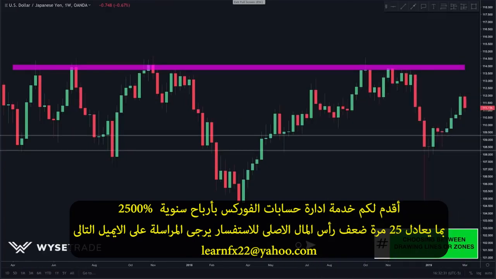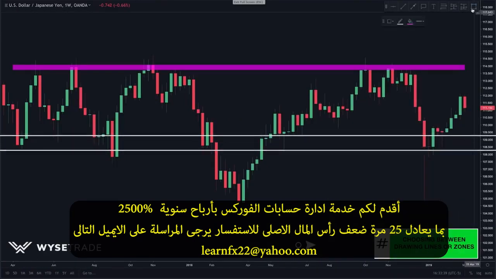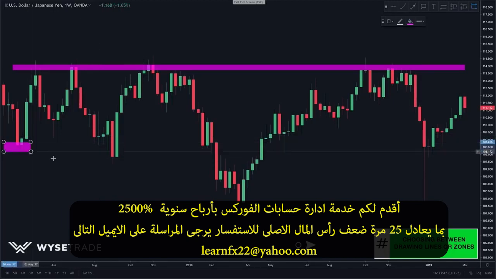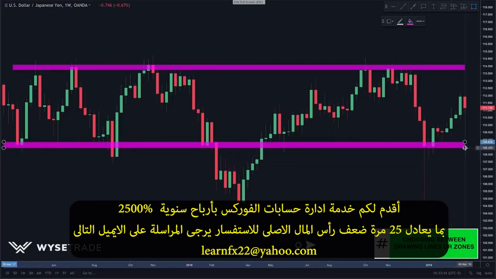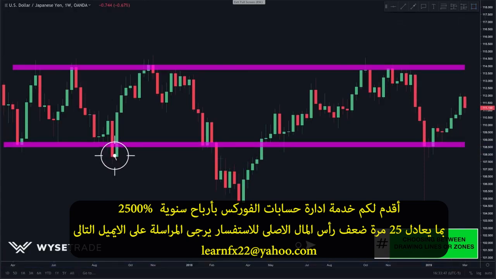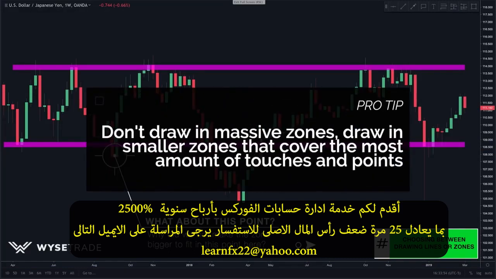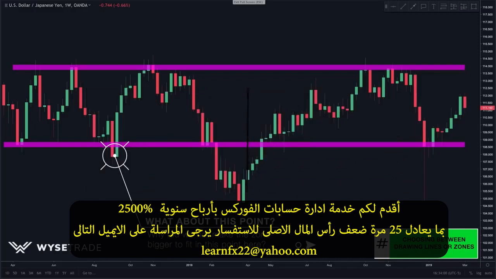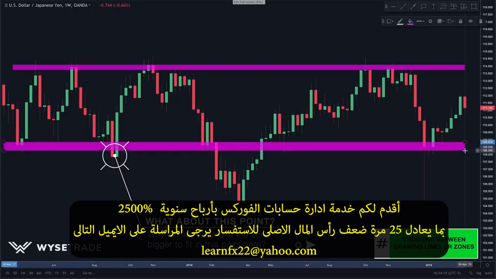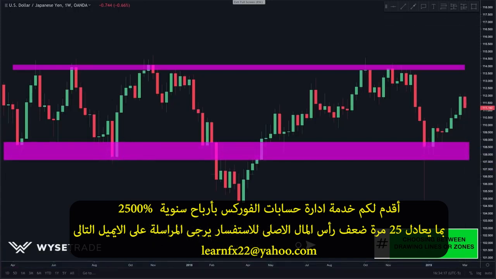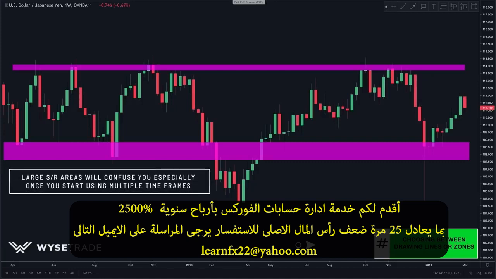So moving on down, we spot this level here and we draw in a zone like this. Now you are probably wondering, why did we not accommodate for this point here? So here's a pro tip. Don't draw in massive zones. Draw in a smaller zone that accommodates for the most amount of touches and points. Because let's say you were to draw this big zone here to accommodate for this low here. 1, it looks terrible, and 2, you'll end up confusing yourself with such a large area, as it gets even worse once you start using multiple time frames.